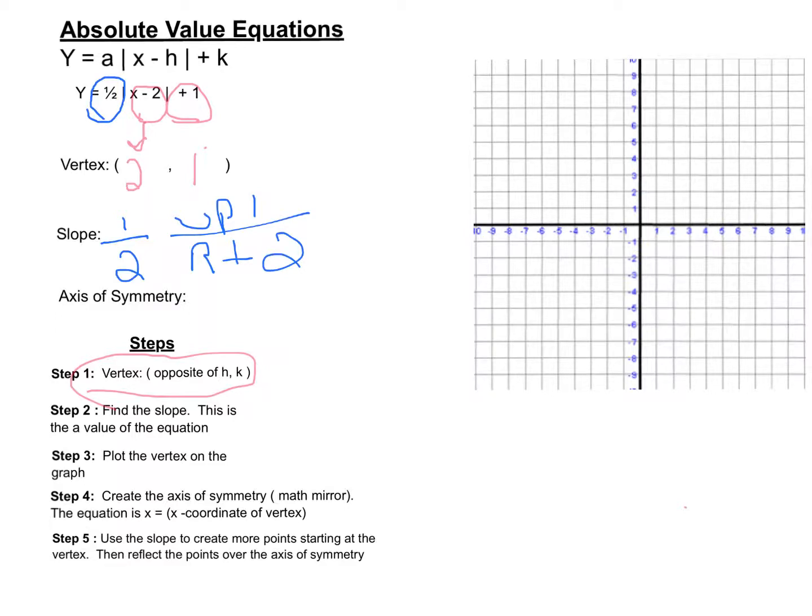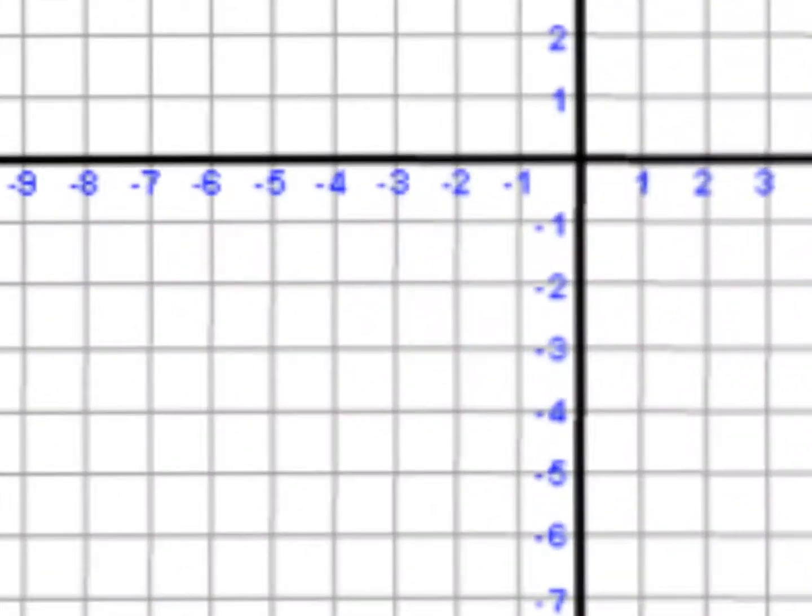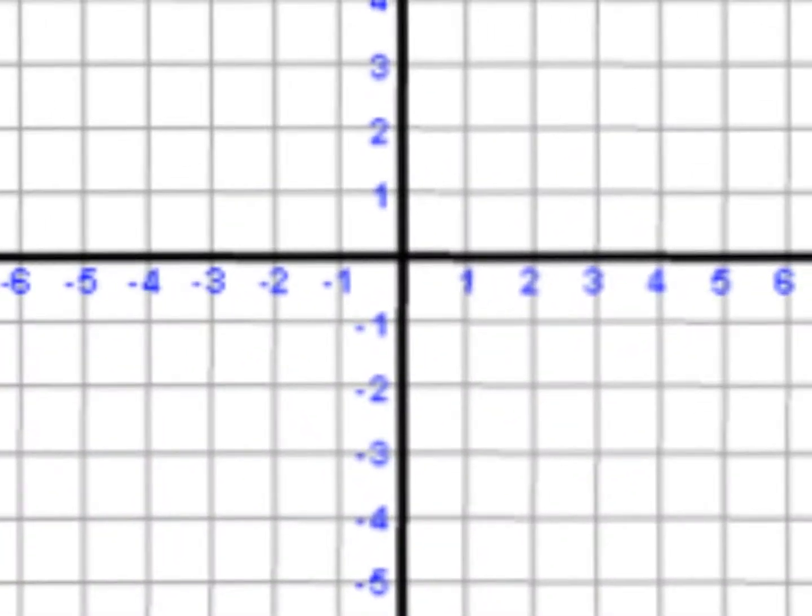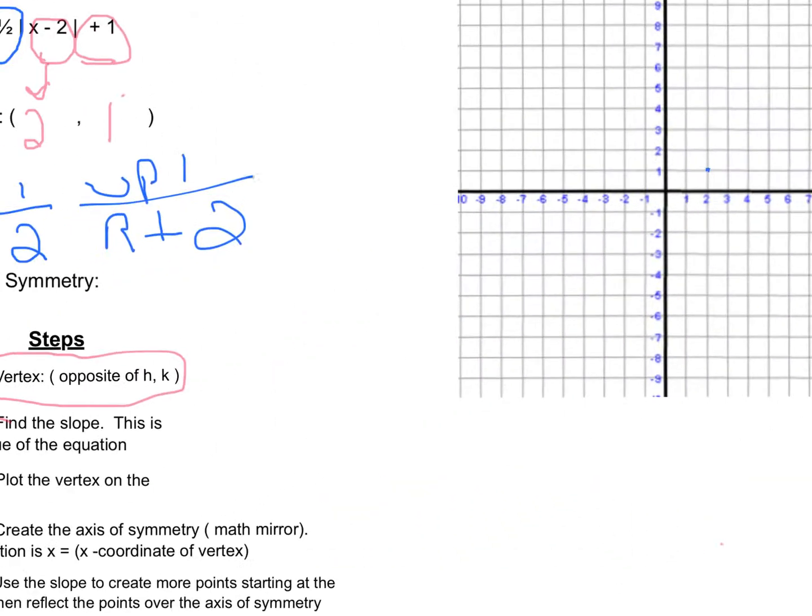So step 2, find the slope. We've done that. Now plot the vertex on the graph. So we're going to plot the coordinate 2, 1. Let me zoom in a little bit here so I can make a nice point to the best of my ability. Again, coordinate 2, 1 would be right here. All right, there's a nice point. Alrighty, let me zoom back out.